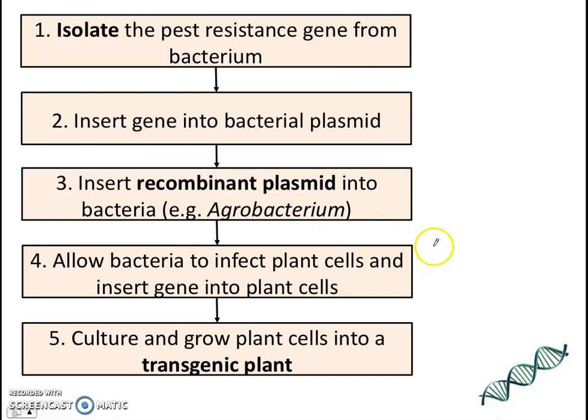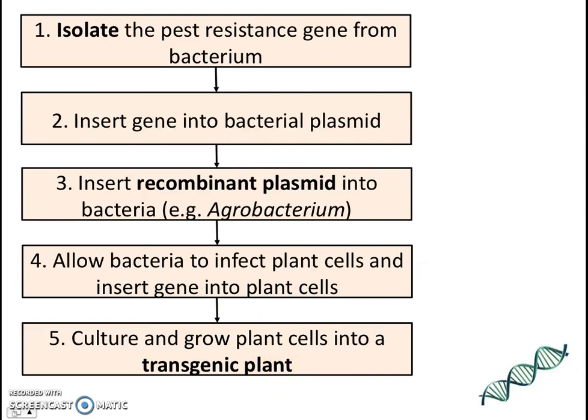Now the difference is, in this case, we don't stop with just putting the plasmid into bacteria, because we still want to put that pest-resistant gene into our plant. So what we do is that we allow this bacteria, for example, a bacteria called agrobacterium, to infect plant cells. Yes, we actually let the bacteria infect the plant cells and hence insert their gene into the plant cells. So as a result, the plant cells now contain the pest resistance gene, and we can culture the plant cells and grow them into a transgenic plant.